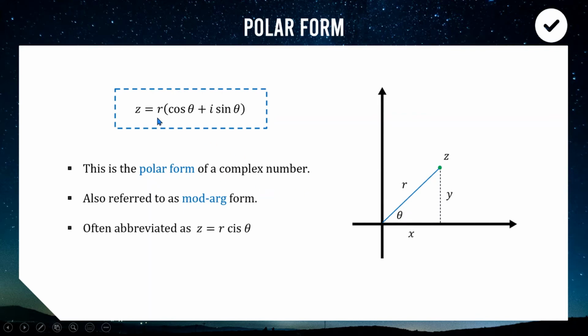Sometimes this can be a bit annoying to write out because it's a lot of letters and mathematicians are lazy. So sometimes we're going to abbreviate this as just r cis theta, so cos plus i sine theta. So this right here is the exact same thing as this, just in shorthand.